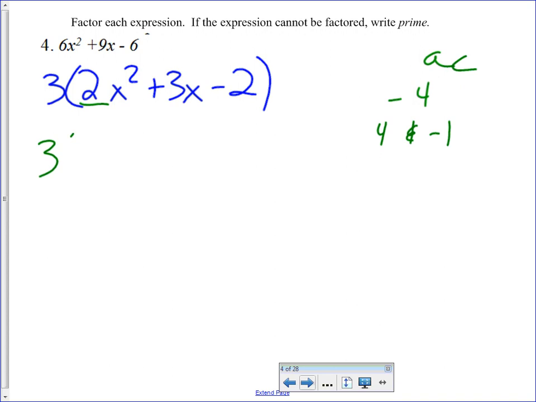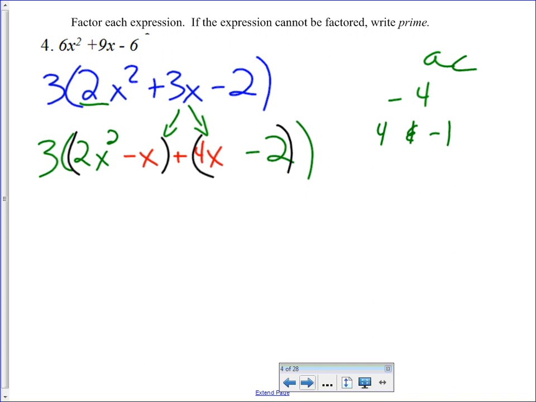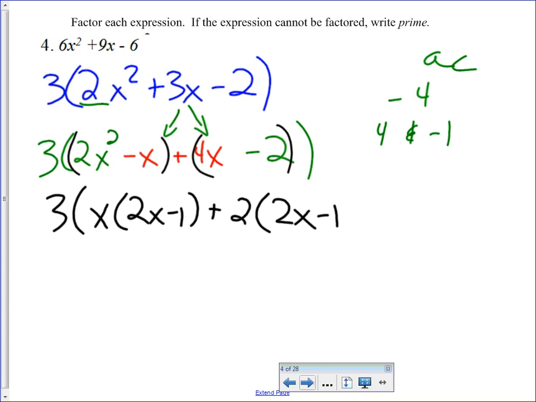So this will be 3 times 2x squared, and then we split the 3x into two pieces there. And then we're going to just group the terms. Out of the first one, I'll be able to pull an x, and that'll leave me 2x minus 1. And out of the second one, I'll be able to pull a 2, and that'll leave me 2x minus 1. So this will be 3 times x plus 2 times 2x minus 1.